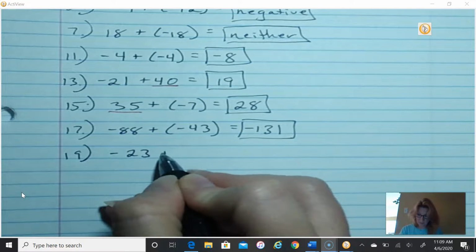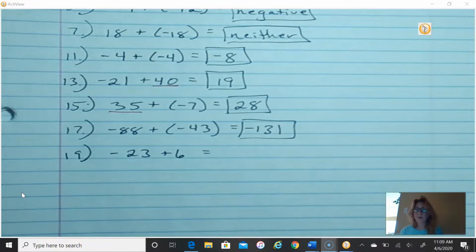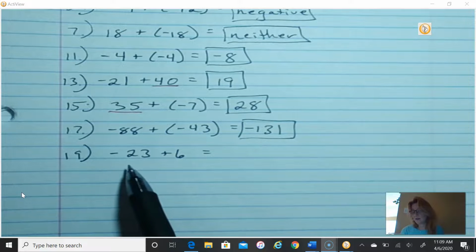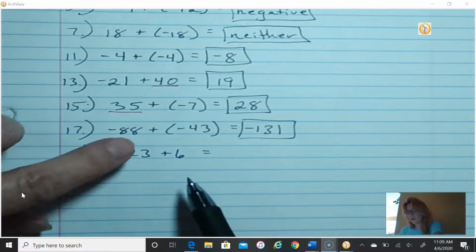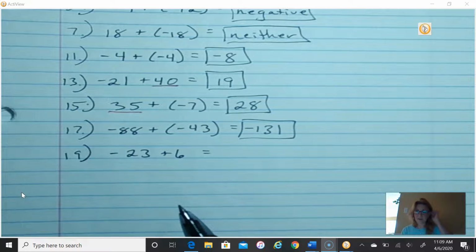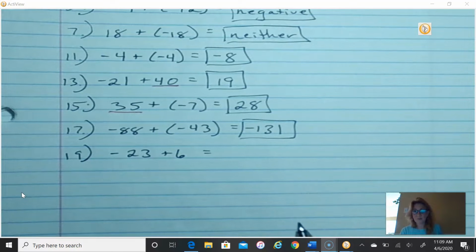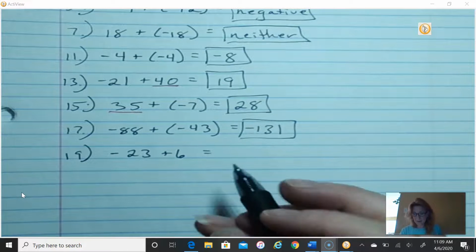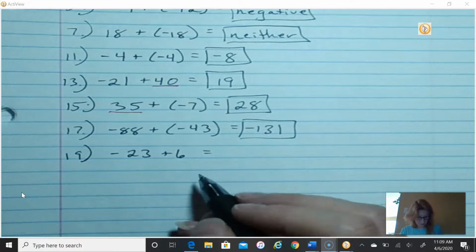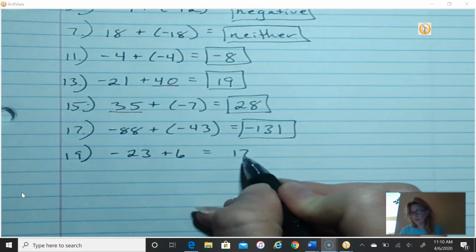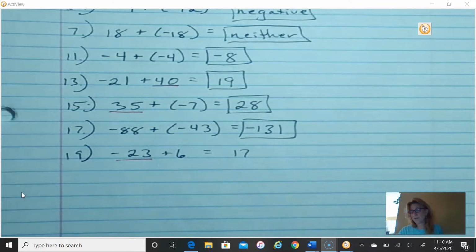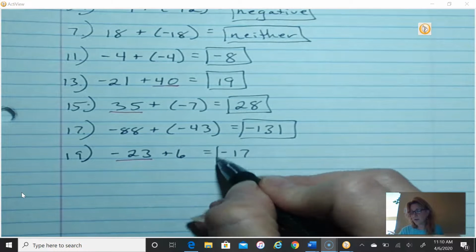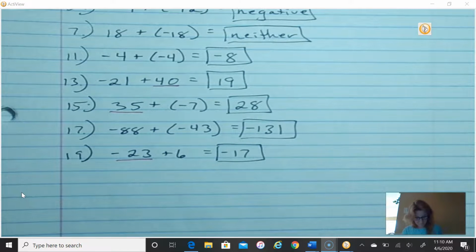Negative 23 plus 6. All right. It's a negative and a positive. Negative 23 and positive 6. The signs are different, so then you subtract and take the sign of the largest digit. If you subtract, you get 17. Your largest digit is this 23. It's negative, so your answer is negative 17.